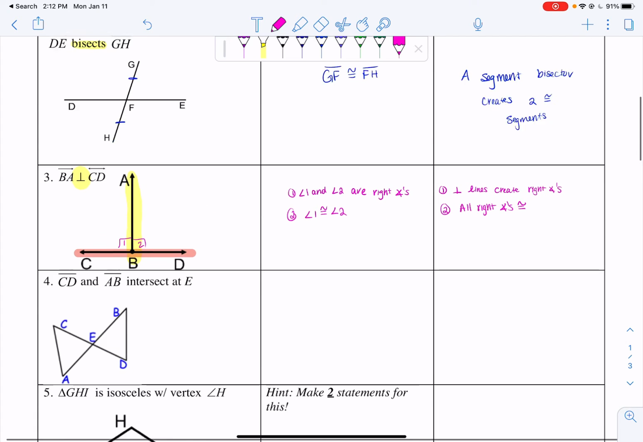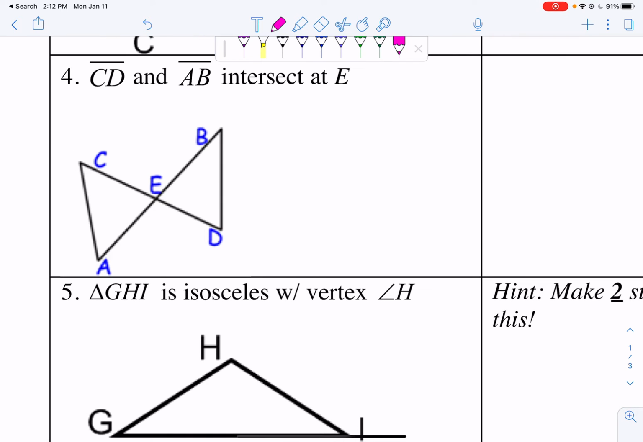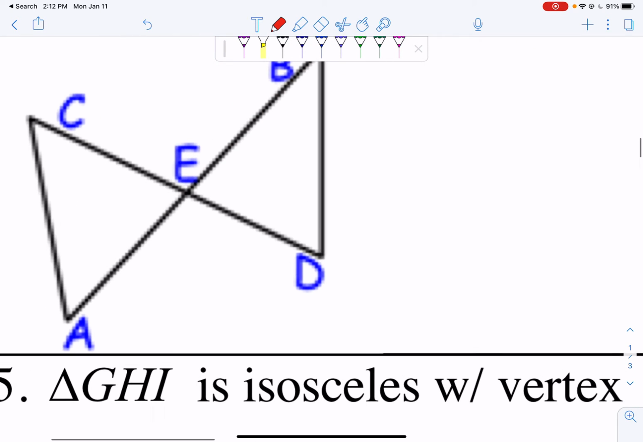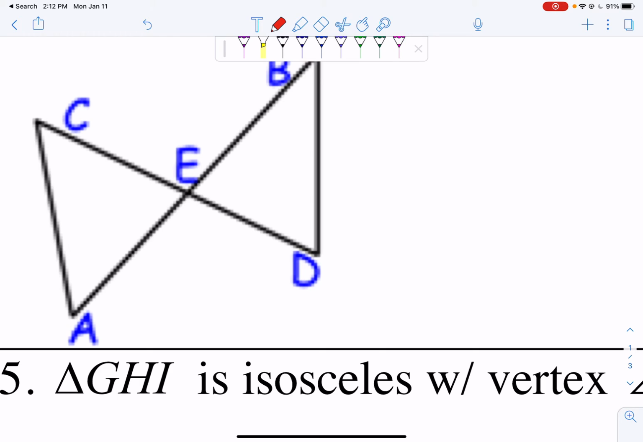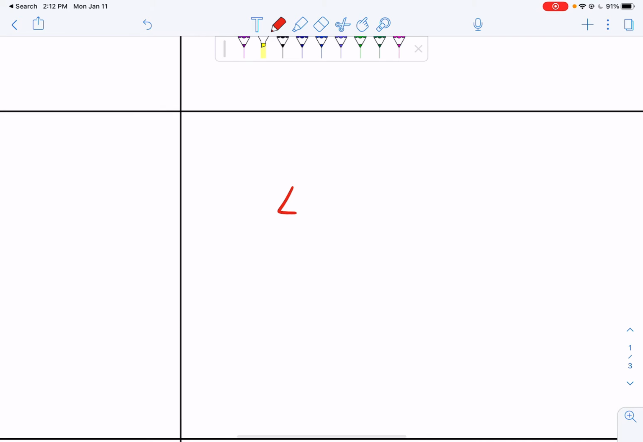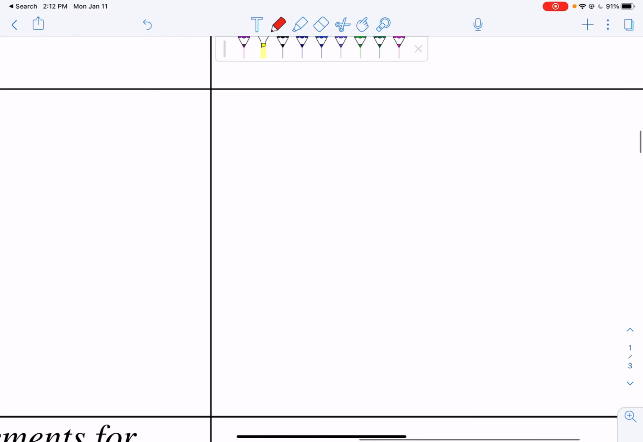Beautiful. Now, CD and AB intersect at E. If you notice, I didn't really give you one of these in the notes. So whenever you see this visual, you've got vertical angles. I have vertical angles right here and here. So I can say angle 3 is congruent to angle 4. And my reasoning, all vertical angles are congruent.